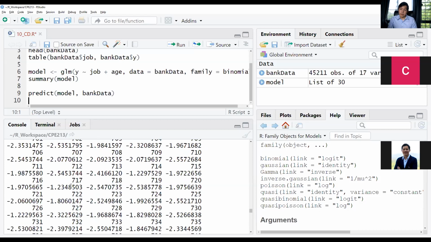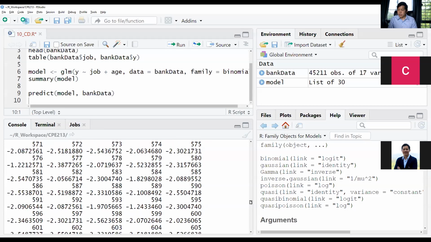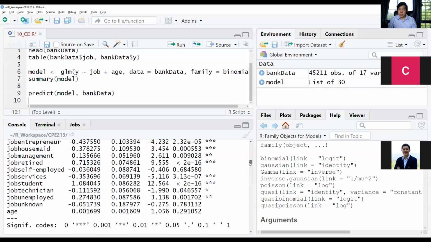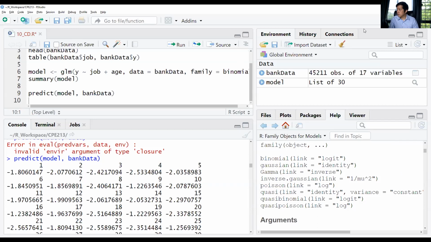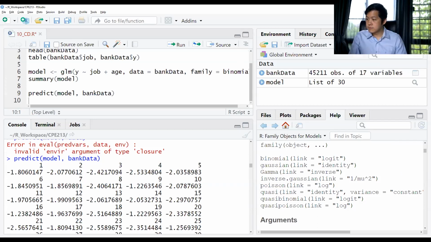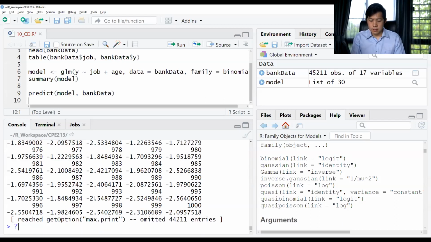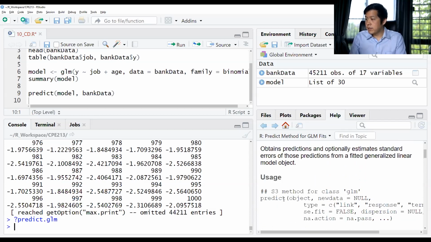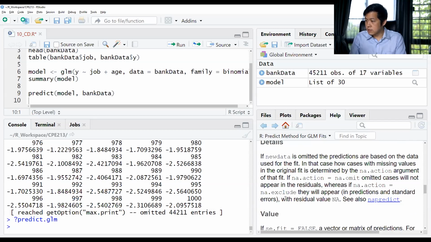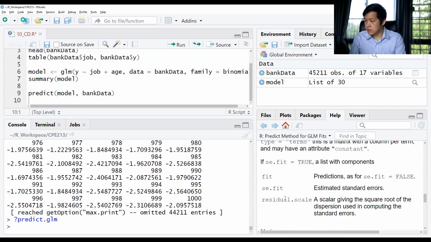But please be careful here, because unlike linear regression, the value that you get from prediction here would be at the link level. What do I mean by that? Let's look at predict.glm. This is the prediction function for a GLM object. Predict.glm will give you the response values.